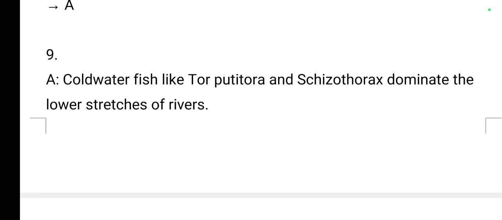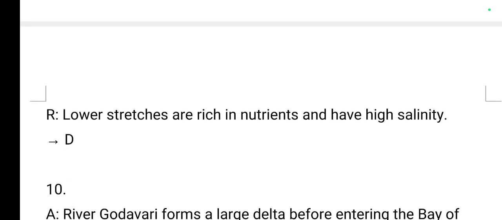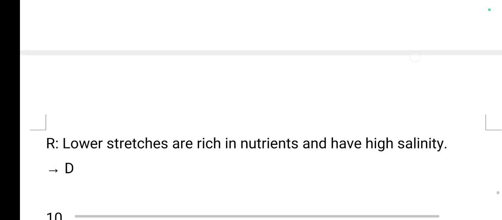Cold water fish like Tor putitora and Schizothorax dominate the lower stretches of rivers. That is the assertion. The reason is lower stretches are rich in nutrients and have high salinity. So that was the assertion and this is the reason, and the option is D.